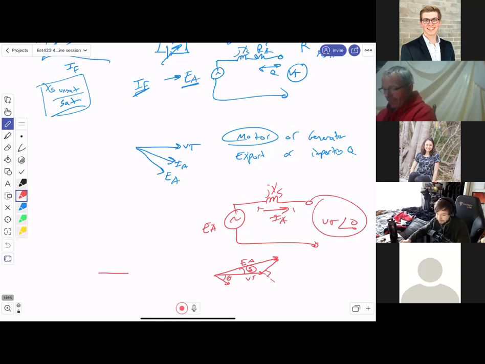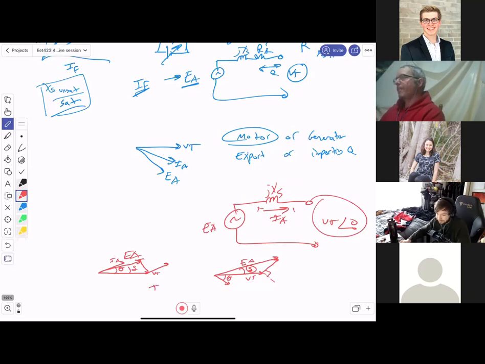Let's go with the condition where we have a leading power factor. So that is my VT. This is my IA. Would you all agree that this is a leading power factor? Yes. Okay. So I've got IA times jXS, rotate it 90 degrees. I get something here. This is EA. What can you say about delta? Delta is positive, isn't it? Yes. So delta is positive when current is out of the machine.